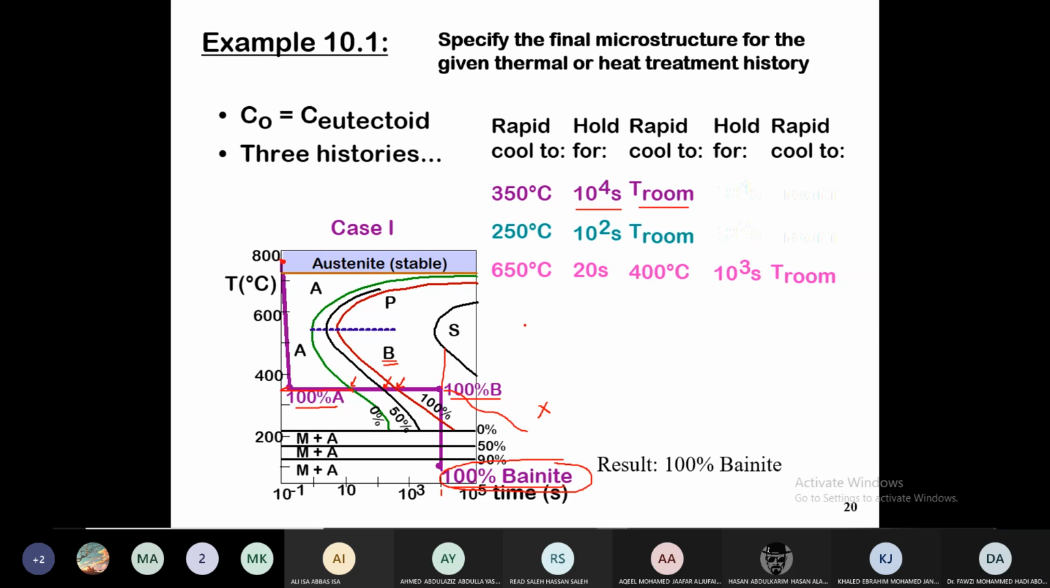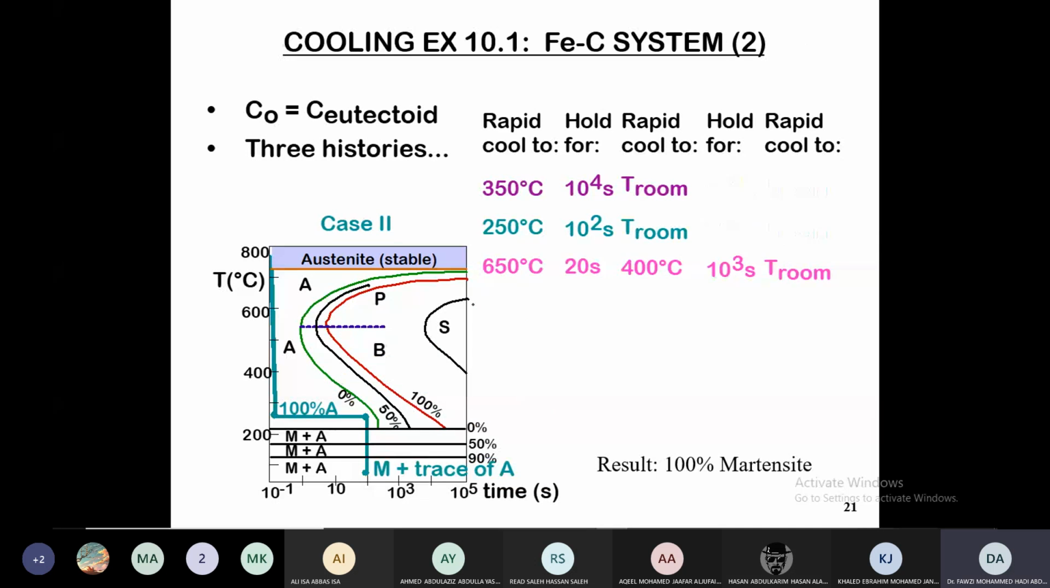Okay. So let's go to the second example. This is the third example. In this one, we have rapidly cooling to 250 degrees centigrade, holding for 100 seconds, and then rapidly cooling to room temperature again. So let us see.